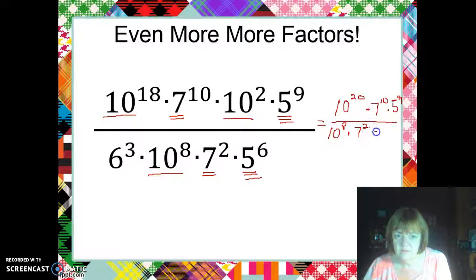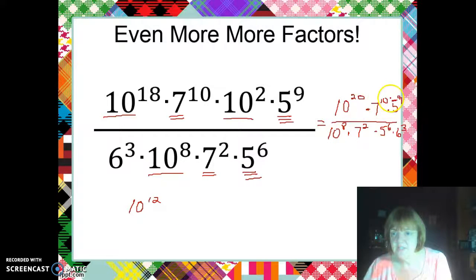Of course, and 6 to the 3rd. Oh boy. All right. Now we've got 10 to the 20th divided by 10 to the 8th, which means I'm subtracting the 20 minus 8, which will give me the 12, and they go on the top.